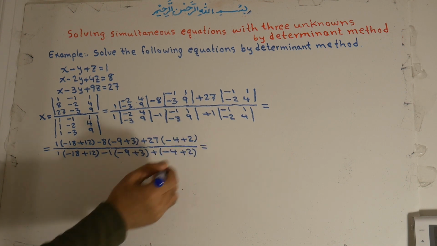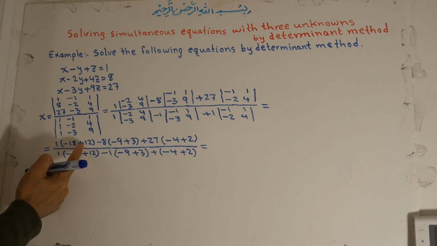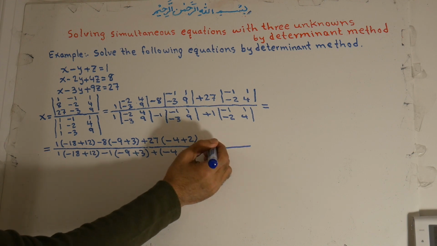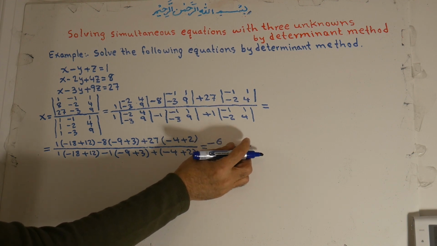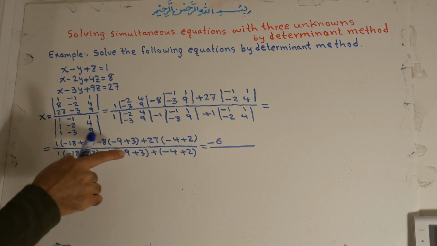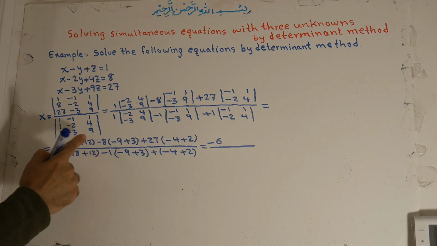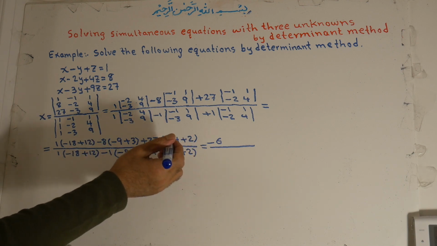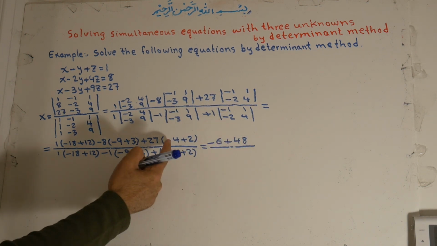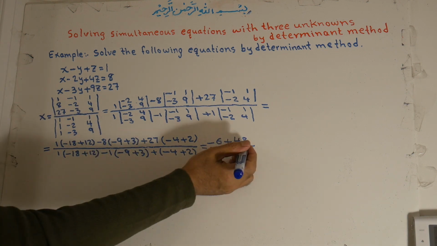Now we simplify: minus 18 and positive 12 become minus 6, and minus 6 times 1 is minus 6. Now minus 8 times positive 6 is negative 48, and negative times negative gives positive 48. Minus 4 and positive 2 become minus 2, times 27 becomes minus 54.